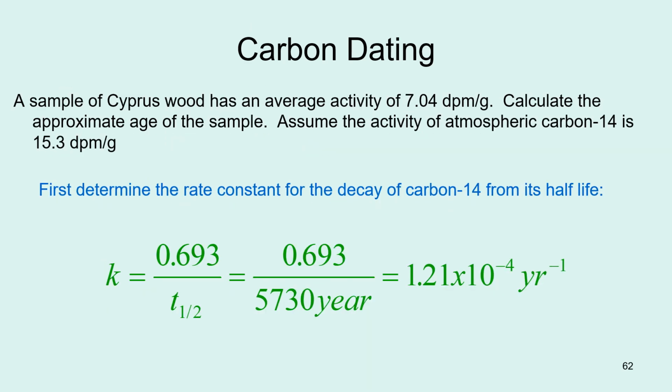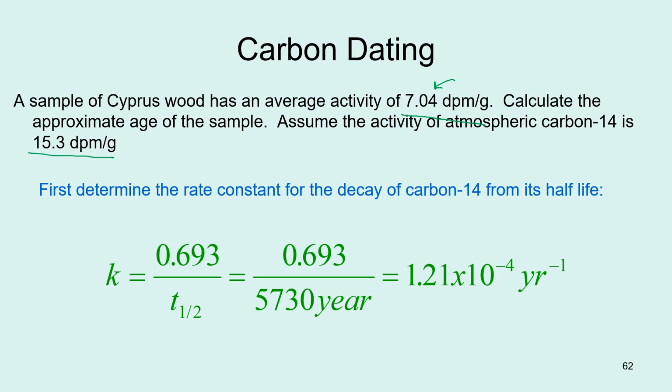Okay, so let's look at an example. A sample of cypress wood has an average activity of 7.04 disintegrations per minute per gram. That's what it is currently. Calculate the approximate age of the sample. So how long has it been, how long since it's been cut down, basically. Assume the activity of atmospheric carbon-14 at the time it was cut down is 15.3 disintegrations per minute.